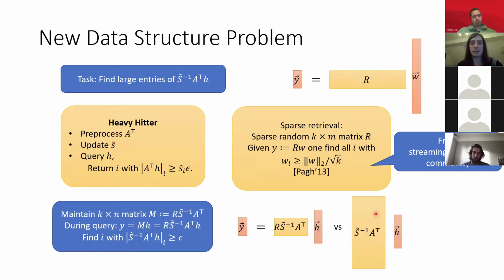So in the end, our data structure is just going to be, let's maintain the matrix M, which is this random matrix R times S inverse times A transpose. And then instead of computing the entire matrix vector product that we had of this tall matrix, we now only need to compute the matrix vector product with this much smaller matrix that we projected down onto a smaller dimension because of this really thin matrix R here. So this way we get this tiny vector Y, and then we can reconstruct the large entries of the vector W, but this vector W is really just S inverse times A times the vector H. That's exactly what we were looking for, the large entries of this vector here. So this is how we can solve this heavy hitter problem efficiently by using these sparse retrieval techniques.